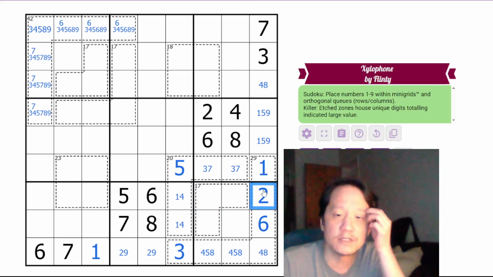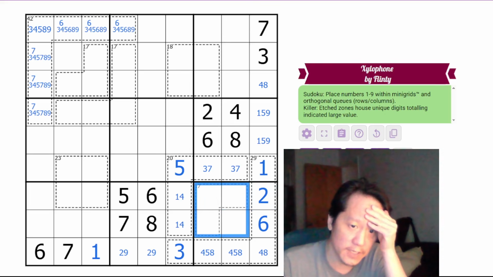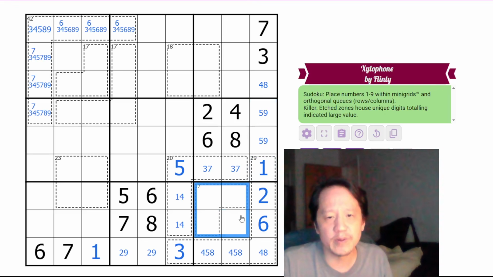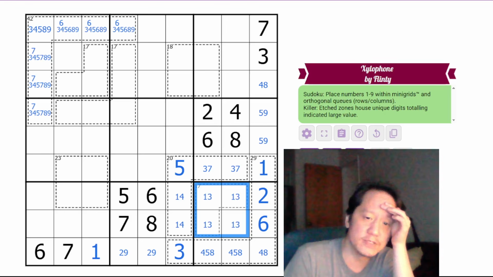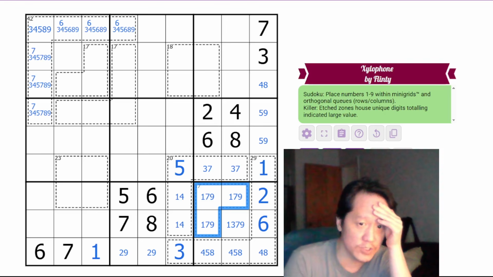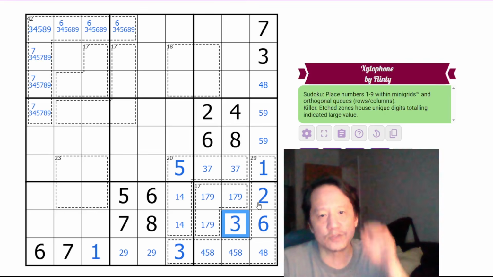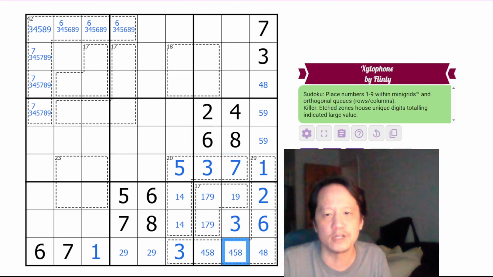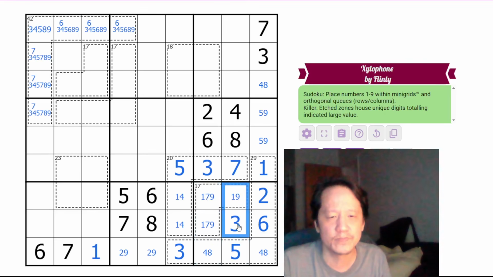Remaining digits in this lower right-hand box then. So 1 eliminates 1 here. The remaining digits in this box are 1, 3, 7, 9. 7, 9 add up to 17 with just 1. So that's 179, which leaves this as a 3. 3 eliminates 3 here, so it's 7 and 3. That eliminates 7 here. 4 and 8 eliminate 4 and 8 in the rest of the column, so it's 5. No 5 here.